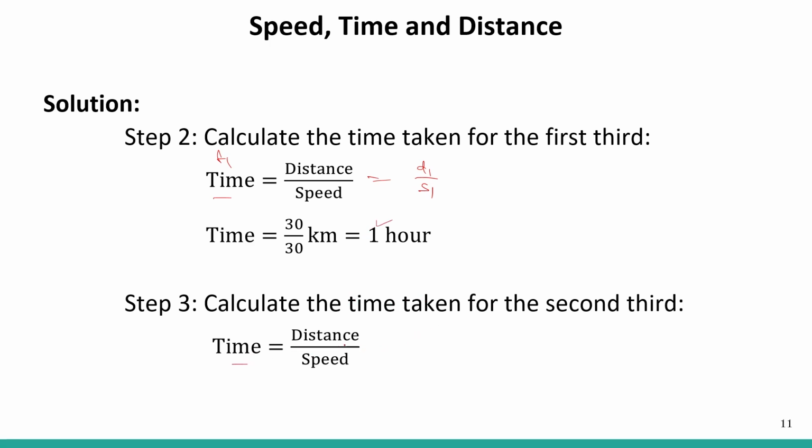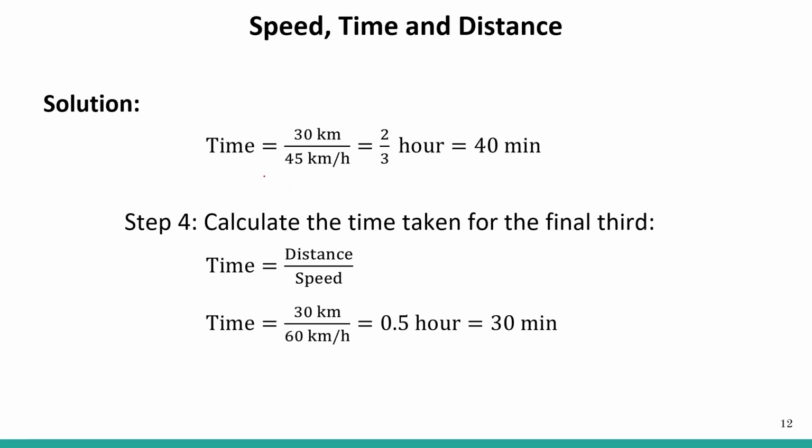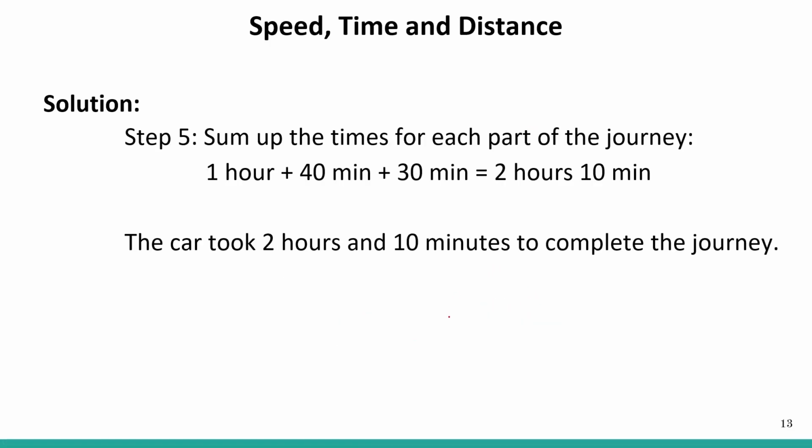Okay. Calculate the time taken for the second third. Time is equal to distance by speed, so time is equal to 30 by 45, which is 2 by 3 hour, equal to 40 minutes. Calculate the time taken for the final third. Time is equal to distance by speed, 30 kilometers by 60 kilometers per hour, which is 0.5 hour, that is 30 minutes.